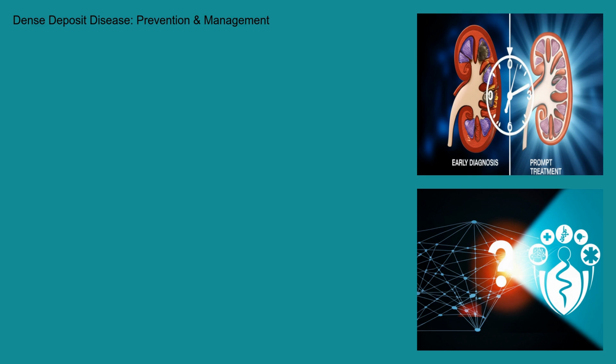Currently, there's no known way to prevent dense deposit disease, given its autoimmune nature and unclear etiology. Early diagnosis and prompt management are crucial to slow disease progression and minimize kidney damage. If you or someone you know experiences any of the symptoms we've discussed, it's important to seek medical attention promptly. The prognosis for individuals with dense deposit disease can vary.